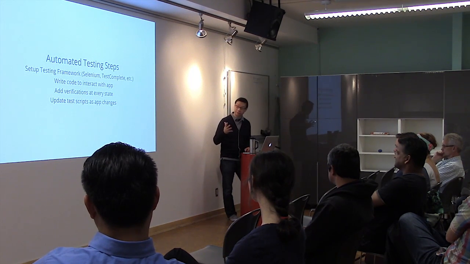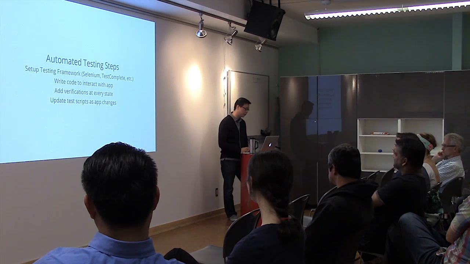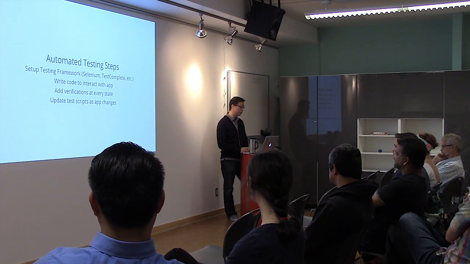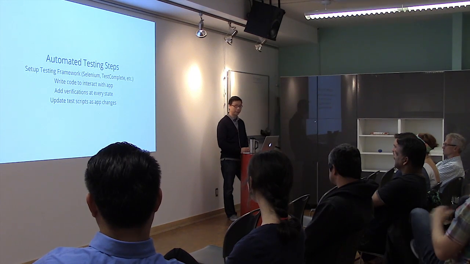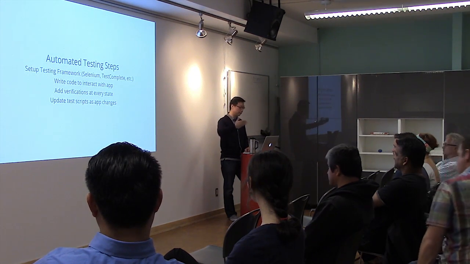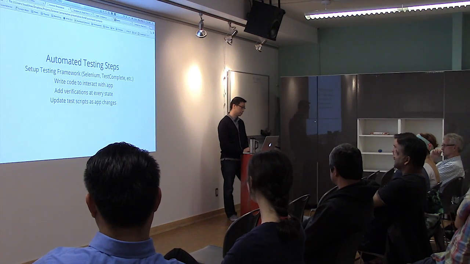And so these are kind of some typical high-level steps to get started with automated testing. So you first need to select and set up a testing framework. So some examples here are an open source framework called Selenium or a commercial framework called Test Complete. You then need to write code. And so an engineer or developer needs to do this. They need to write code that will then navigate and interact with your application and actually get to every step, every state that you want to test. And then you need to add verifications at every state. And so I'll just give you a quick example.